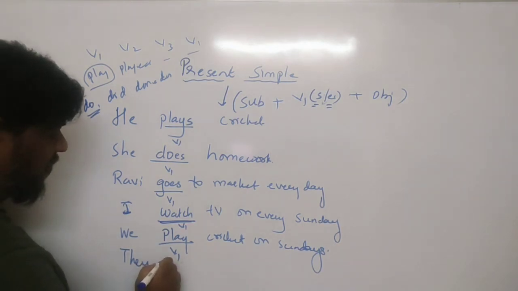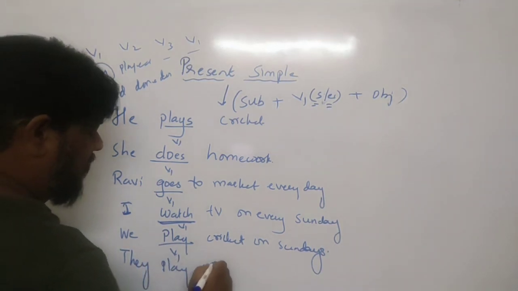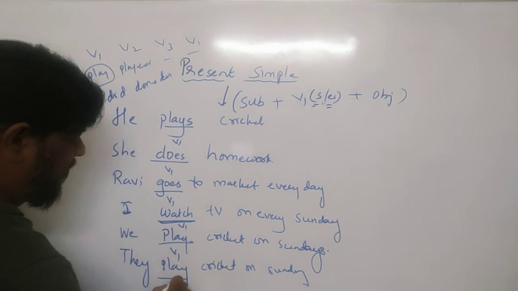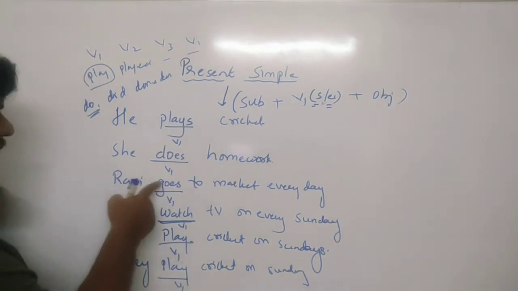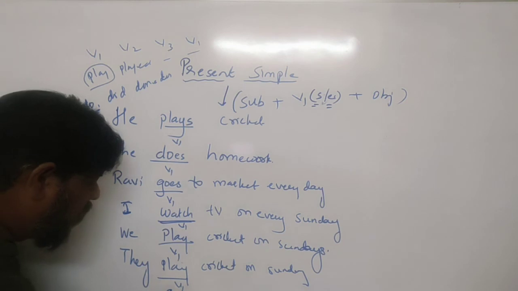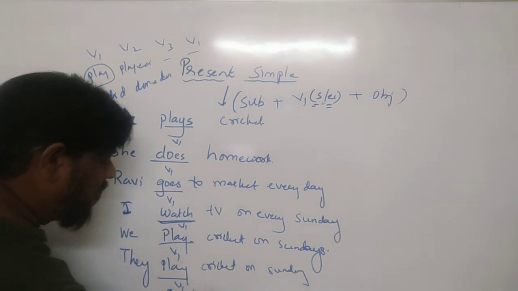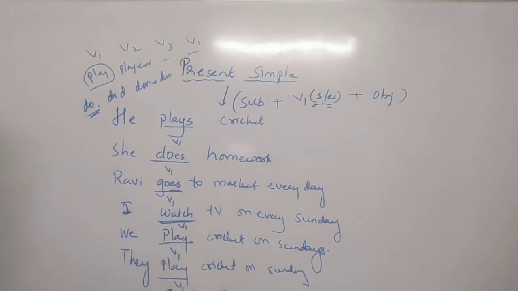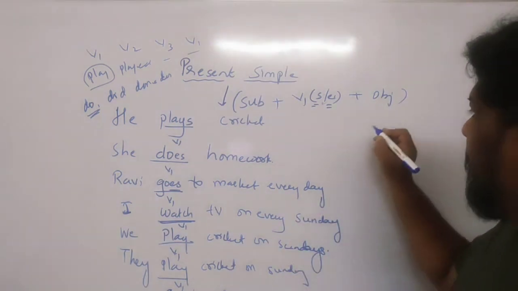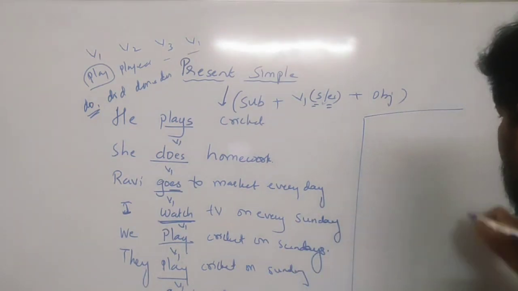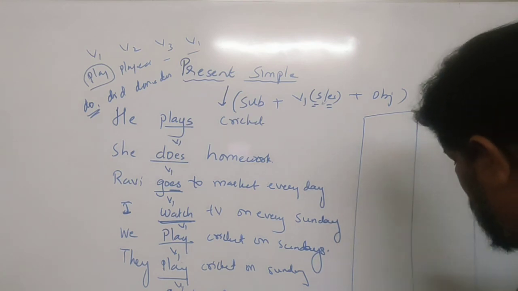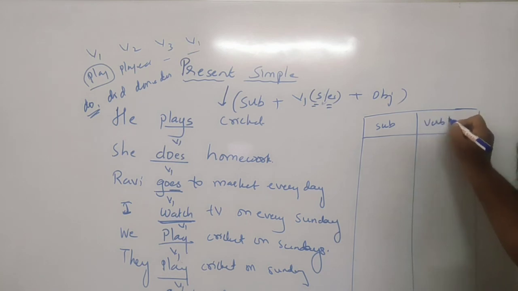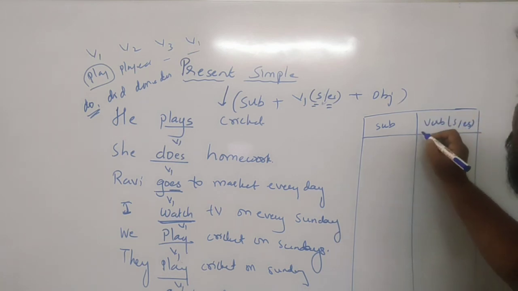They play cricket on Sundays. Again here I am taking the word V1. Ravi goes to market every day. They go to market every day. I am using ES here, but I am not using any ES here. So basically you can make a small table here. The table is like this: subject and verb form, that is verb plus S or ES.